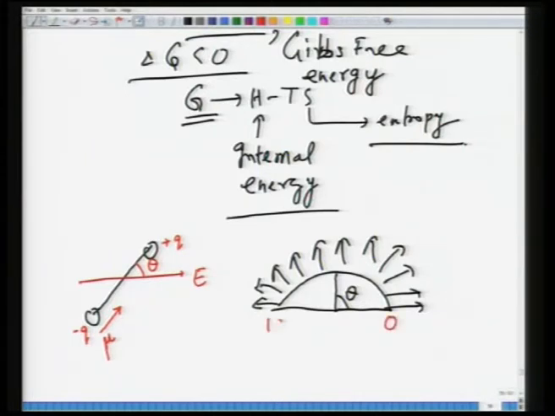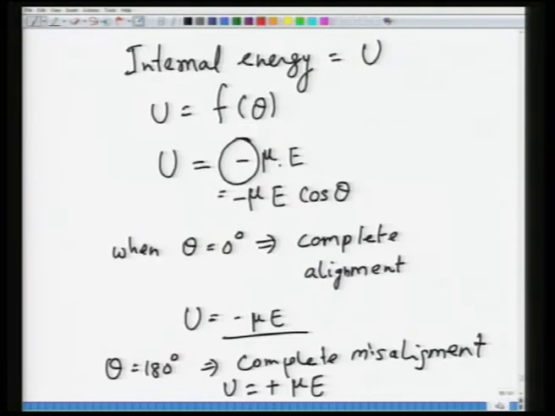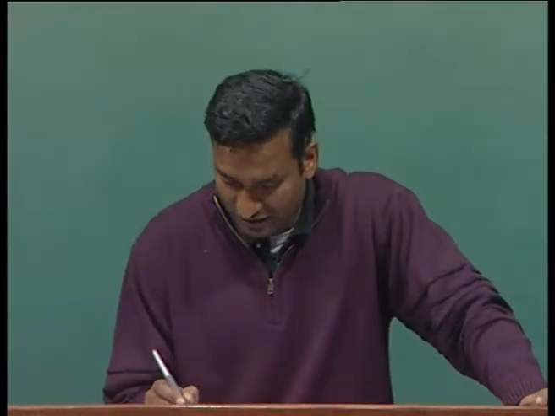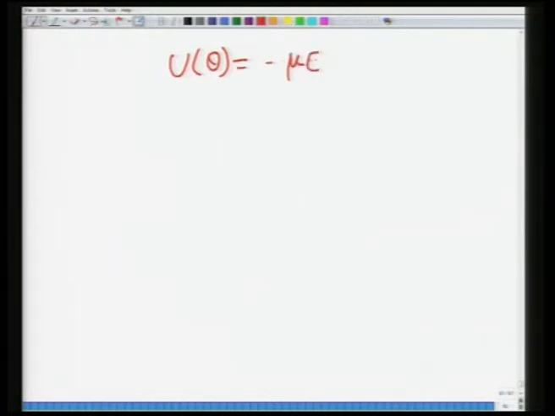This would mean 0 to 180. So theta is increasing in this direction. So if this is the E, then closer to E is theta equal to 0 and further away from E will be 180. So it means the same, but just for the sake of clarity, let us take 0 to 180 instead of minus pi by 2 to plus pi by 2. So now we can work out what the internal energy is. So this U theta, as we know, is equal to minus mu E cos theta, and we can take the mod of this just to take the scalar values.